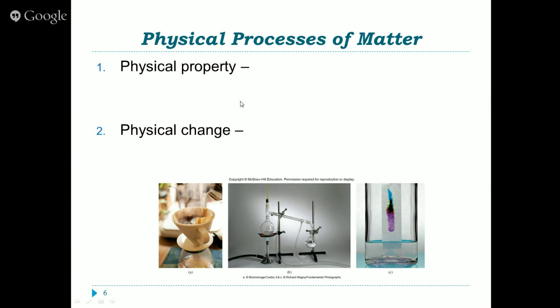A physical property can indicate a physical change. For example, water boils at 100 degrees Celsius. So the boiling point of water is 100 degrees Celsius. That's the physical property to show that the physical change occurs at that temperature.